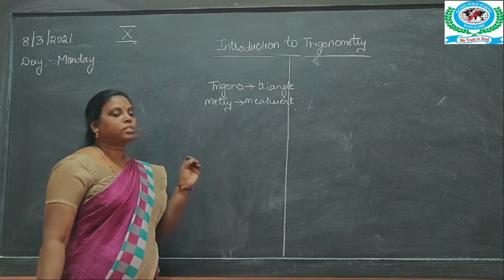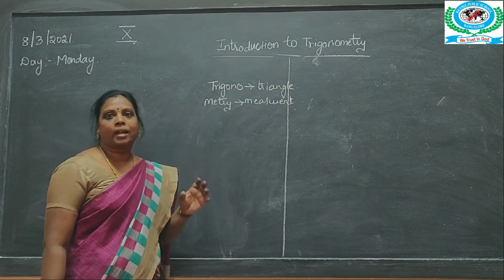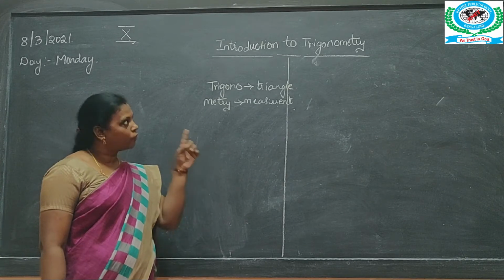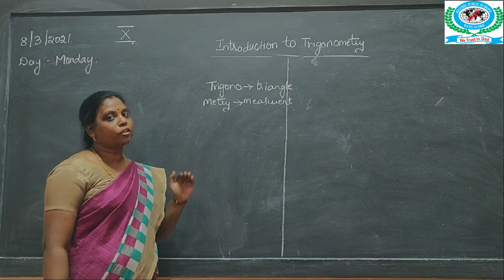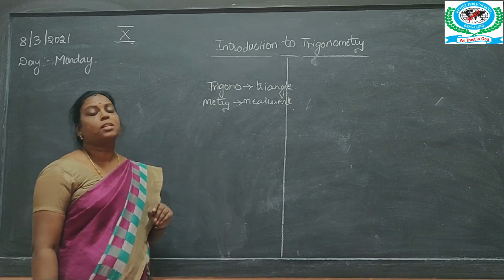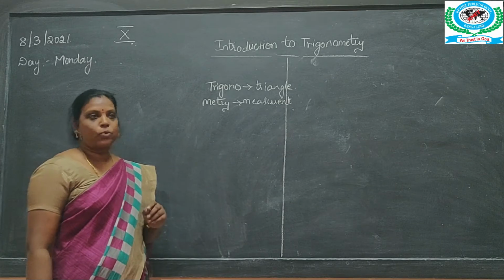Suppose you have a triangle, one angle should be a right angle in that particular triangle, because for trigonometry we need the hypotenuse, adjacent and opposite sides. To find those, we need a right-angled triangle. So now we will discuss the ratios.